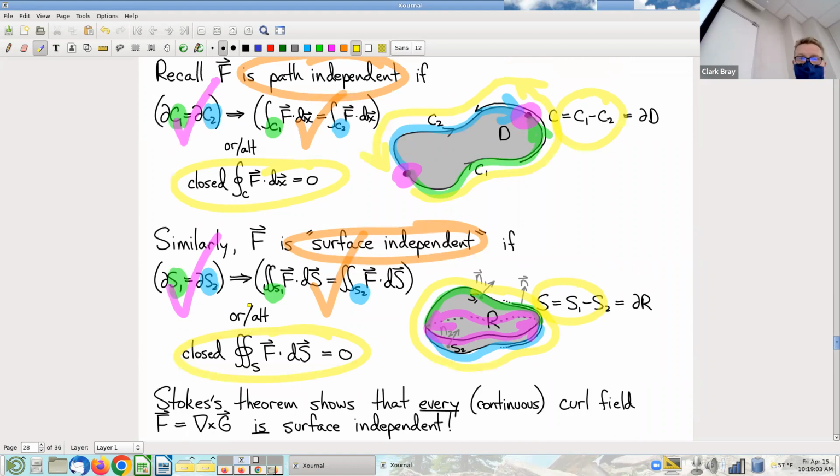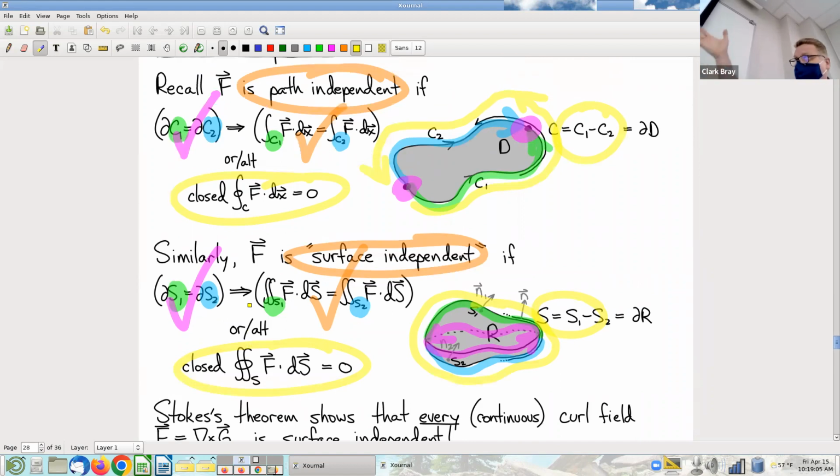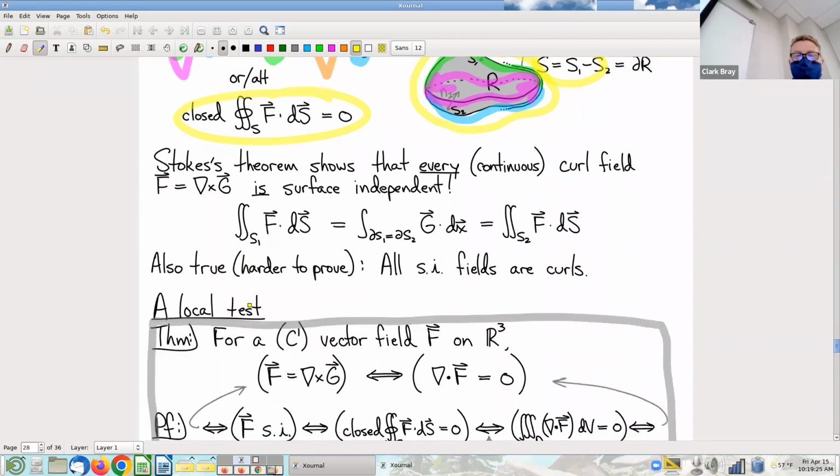So now y'all know I'm a huge fan of analogies, and look how strong this is. This is a really, really strong analogy. This is literally just everything shifted one dimension up from the notion of path independence. And I'm actually going to be able to illustrate that another way on a couple of pages here, in just a few minutes. Okay. All right. So that's what surface independence is.